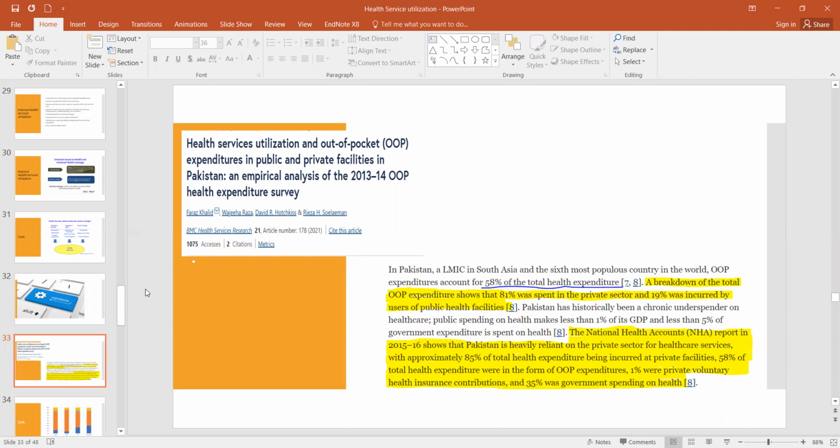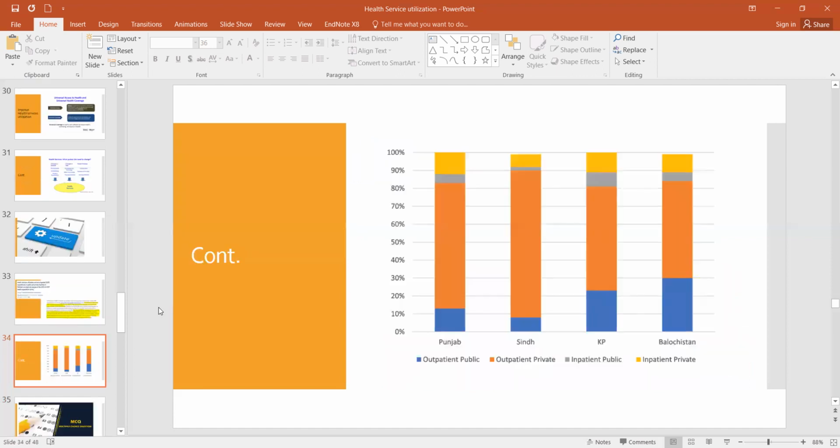The National Health Accounts report in 2015-17 shows that Pakistan is heavily reliant on the private sector for healthcare services, with approximately 85% of total health expenditure being at private facilities. 58% was in the form of out-of-pocket expenditure, 1% was private voluntary health insurance contribution, and 35% was government spending on health.